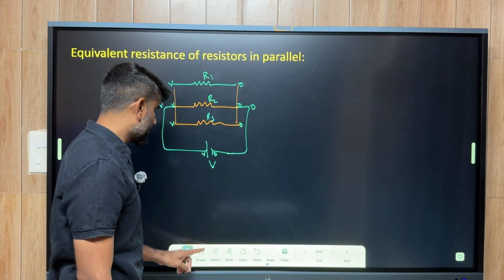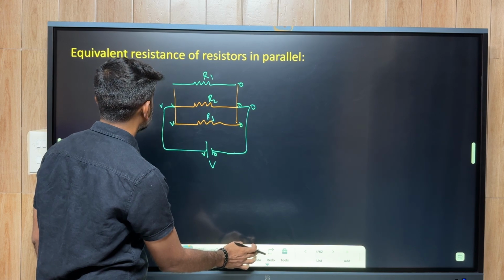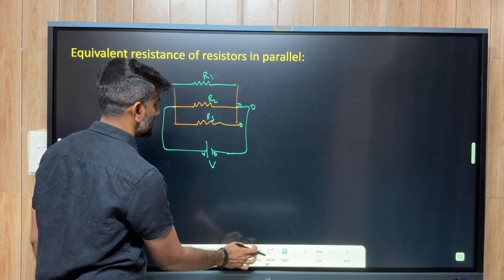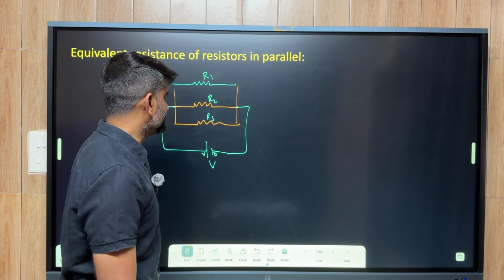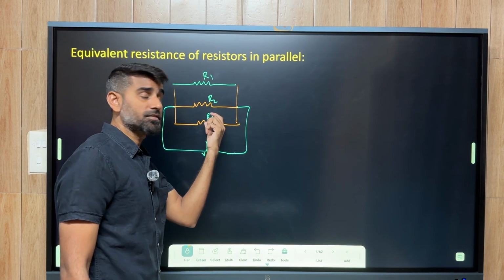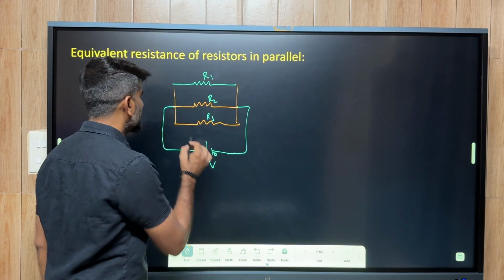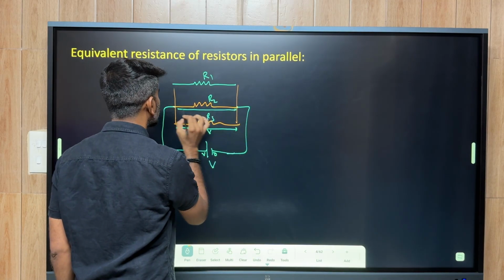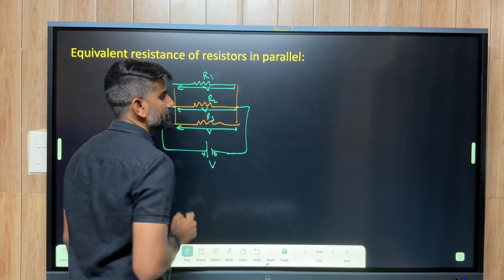Okay, I'm going to draw it again. Let me take out all those. As these resistors are connected in parallel, the potential difference across all the resistors is the same. Here the potential difference is V, here also it is V, and here again it is V.